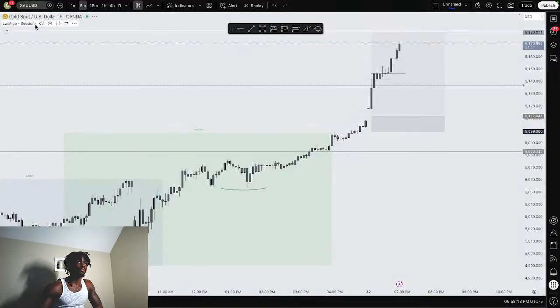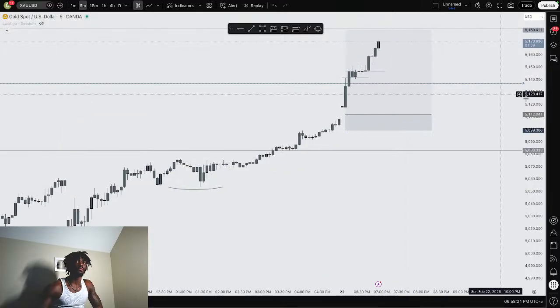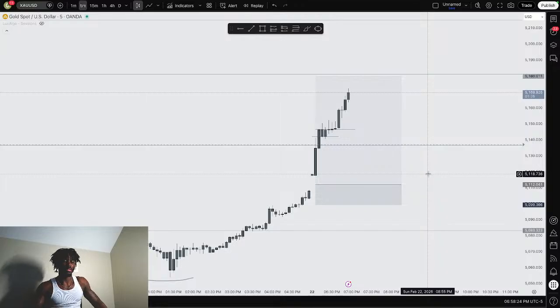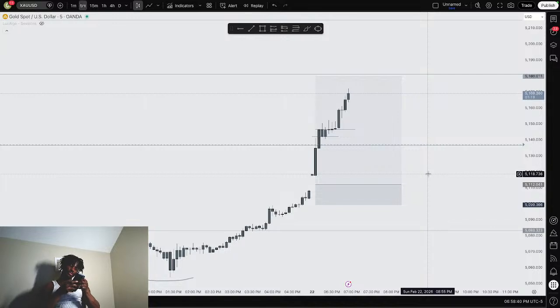I can take off the sessions indicator. I no longer need it. Now, currently up. Let me actually look at it on TradeLocker. Currently up 124. Move my stop loss to 103.